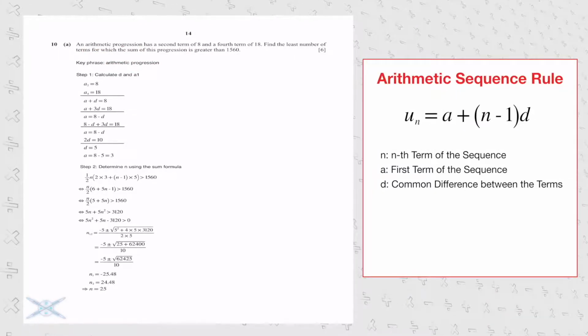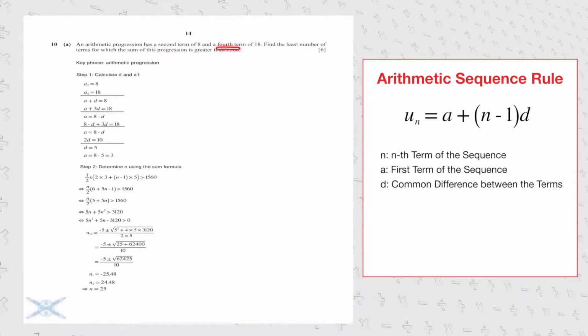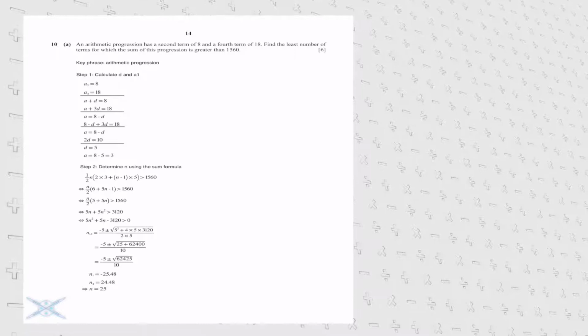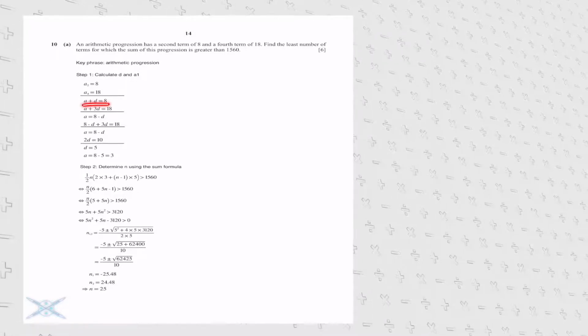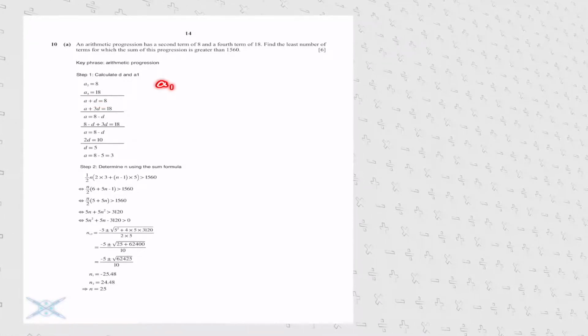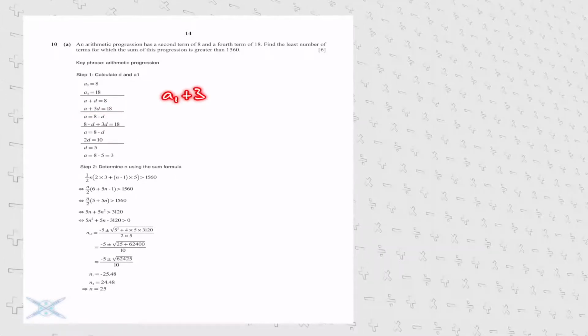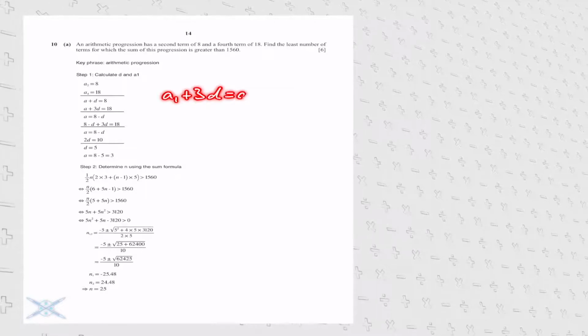The exercise states that the second term is 8 and the fourth 18. According to the previously mentioned rule, we know that a plus d equals 8, since a, our first term, plus the common difference provides us with the second term. Furthermore, a plus 3d must then equal 18, since the first term plus 3 times the common difference equals the fourth term of this arithmetic progression.